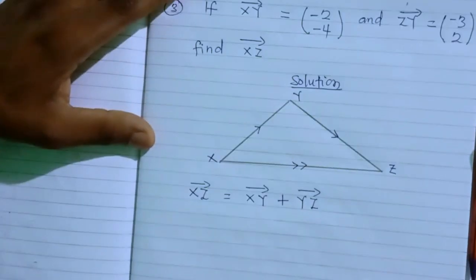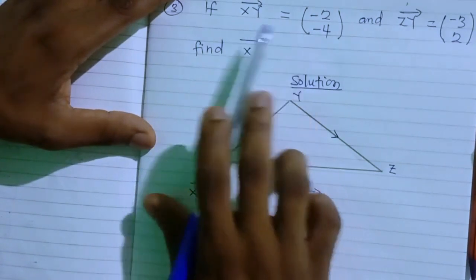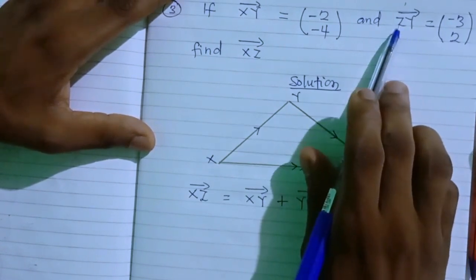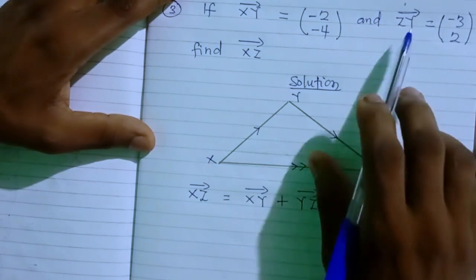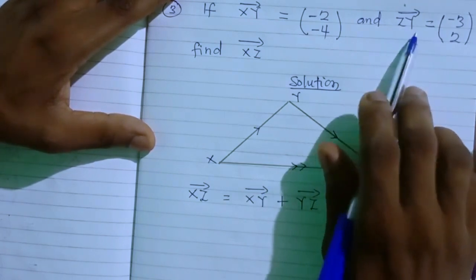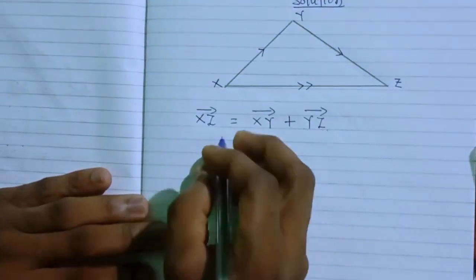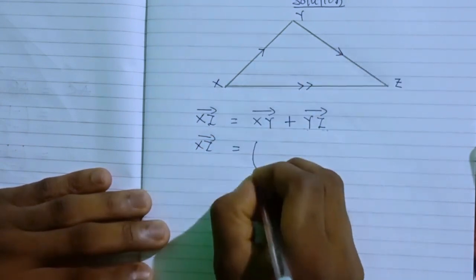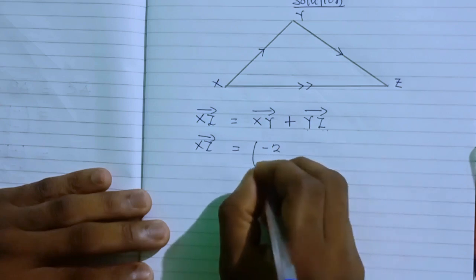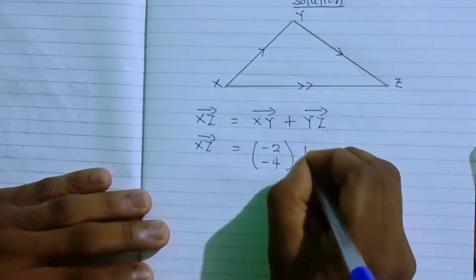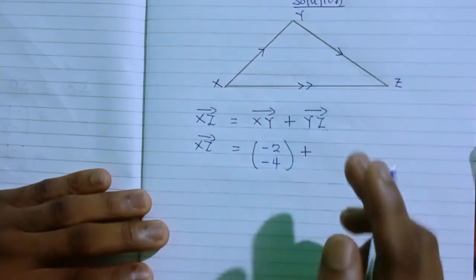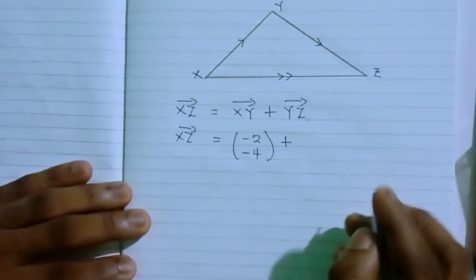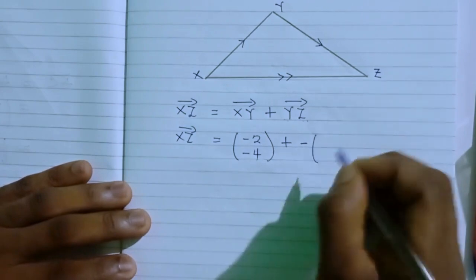Okay, so you come and check. Were you giving xy? Yes, I was giving xy. Were you giving yz? No, you were not giving yz, but you're giving zy. So the yz will be the negative of the zy. So my xz will be equal to xy. My xy was given to be -2, -4, plus, because I was giving zy instead of yz, I'll just put a negative in front of the zy.